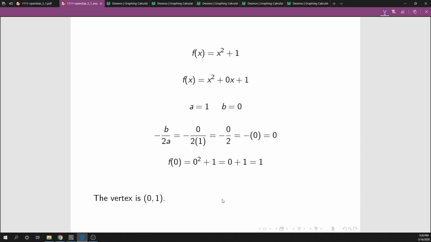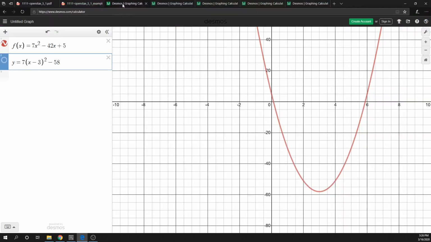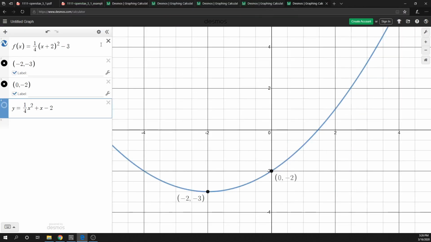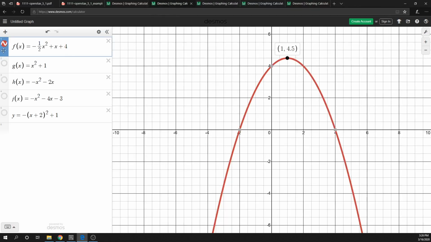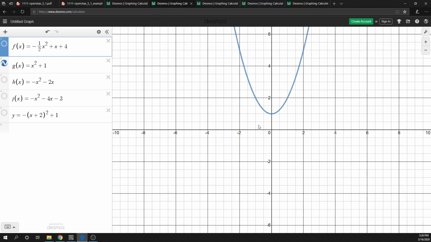Okay. And let's look at the graph. Probably, no, lost it. There we go, right here. And there we can see there's the vertex at the point 0, 1 for that quadratic.